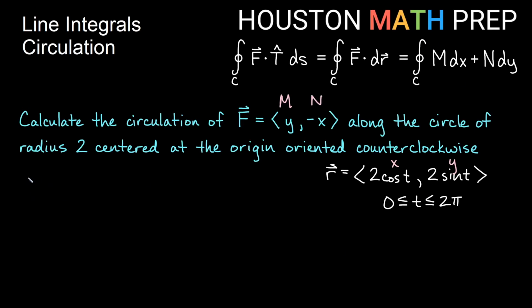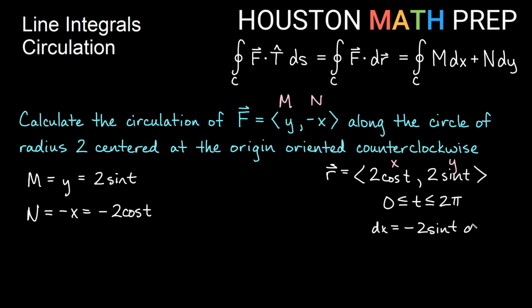Let's go ahead and write down what we would have. So m is y, and y is 2 sine t, and n is negative x, and x is 2 cosine t, so negative x would be negative 2 cosine t. Let's go ahead and write down our dx and dy. So same as before, if x is 2 cosine t, then dx is negative 2 sine t dt. And if y is 2 sine t, then dy is 2 cosine t dt. Again, we're just getting those from up here where x and y are.